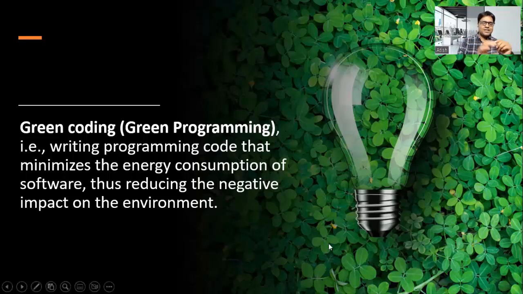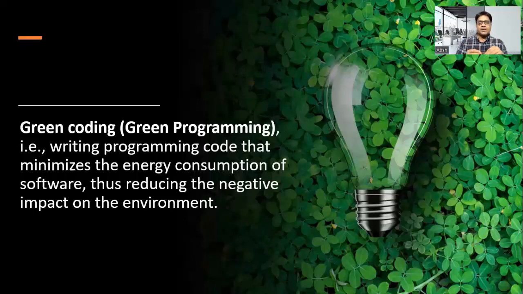So, in simple terms, green programming or green coding is the logic you're writing that will reduce the consumption of energy while executing that particular code or the algorithm you have written. Whenever the amount of energy consumed to execute that code is reduced, then automatically there will be a lesser impact.